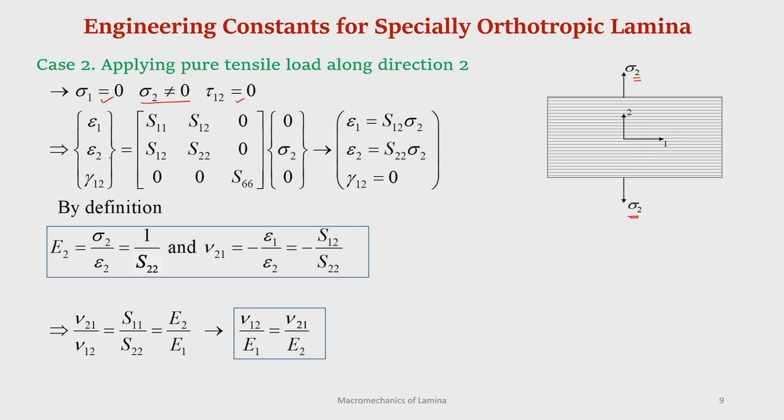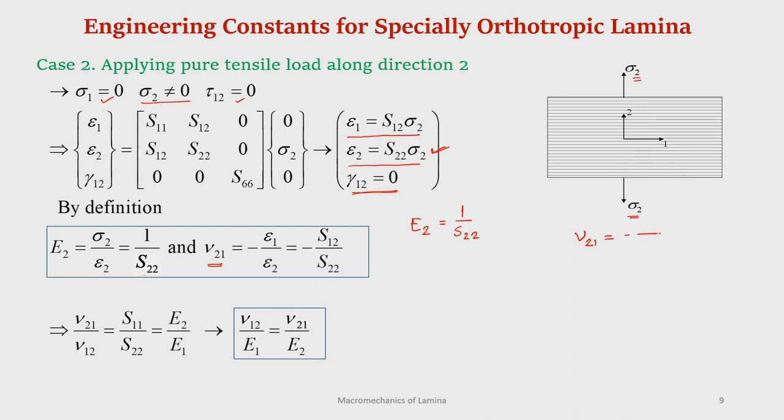Therefore, again using the stress strain relationship in terms of the compliance matrix, sigma 2 will lead to a strain along 1, which is epsilon 1 equal to S12 into sigma 2, and of course a direct strain along 2, which is S22 into sigma 2, and there will be no shear strain because it is orthotropic. By definition of Young's modulus, E2 is nothing but sigma 2 by epsilon 2. Therefore, if we put the value of epsilon 2, E2 is equal to 1 by S22.